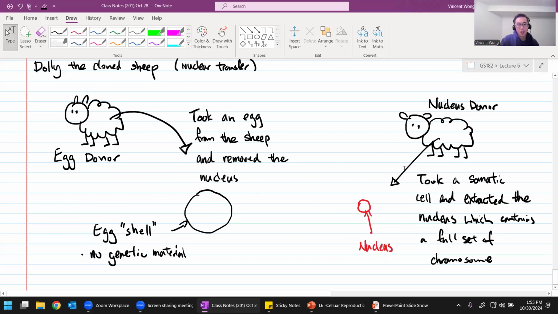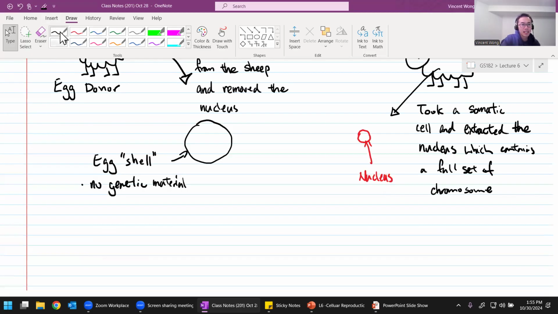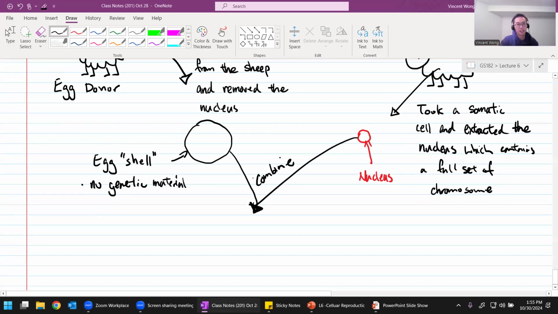You can probably guess what happens next. They took the nucleus and put it into the eggshell. Combine. If you wonder how they do it, they literally do it under the microscope. They have very fine instruments, and they literally inject it. You've probably seen it on TV, in some sci-fi movie, except it's real. It can be done. Kind of like IVF, in vitro fertilization. Yeah, exactly. That's exactly what happens.